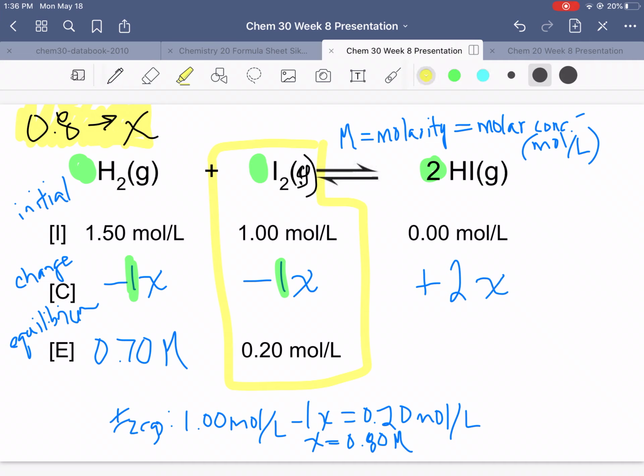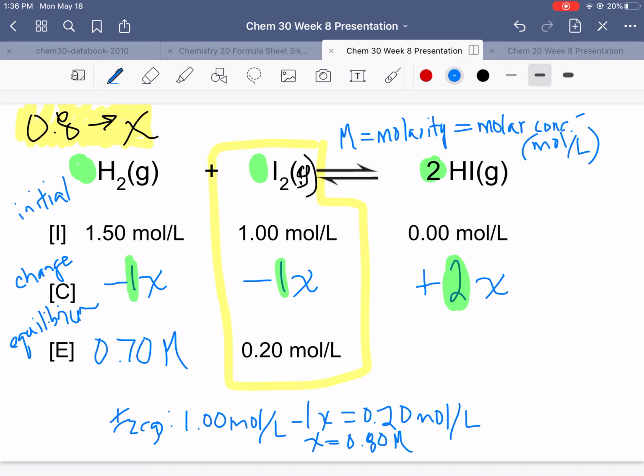Why? Because in the balanced equation, the mole coefficients are always double those of the two reactants, right? One iodine or one hydrogen gas produces two hydrogen iodide. So if they go down by one amount, the hydrogen iodide gas has to go up by two amounts, a 1-to-2 ratio, guys. Okay, so again, I'd use my calculator for that.